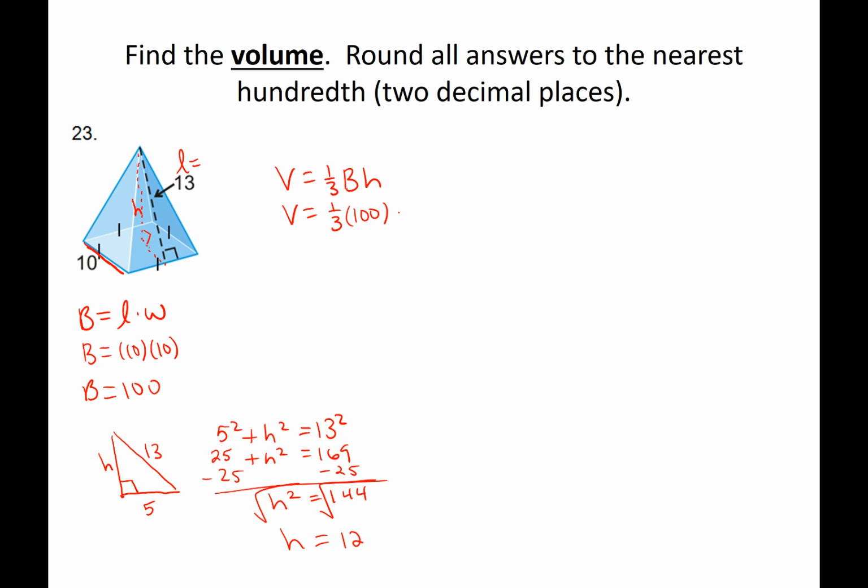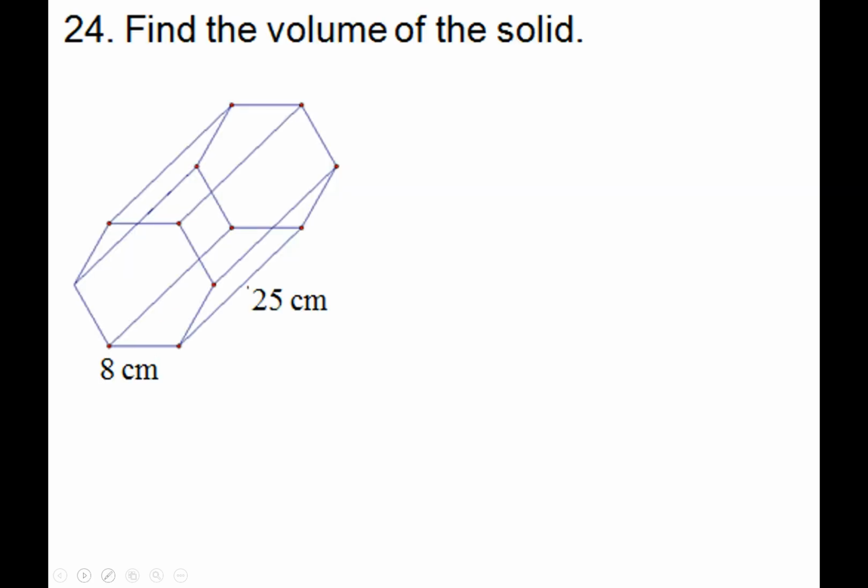Once I have the 12, go back and plug it in where we were working. And I just need to multiply those together, and I get 400. Again, no units, so I say units cubed. Always cubed for volume.